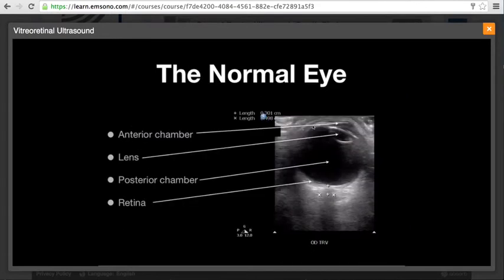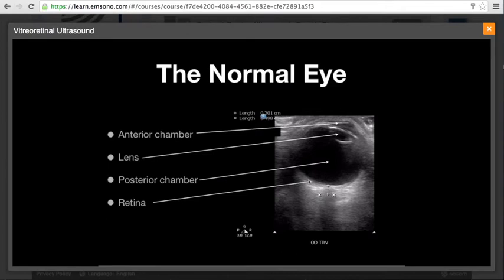Let's first look at the normal eye. This is a transverse view of the eye. So you have the transducer anterior, posterior, patient's right, patient's left. Here you have the anterior chamber. Here you have the lens. So this is going to be the posterior chamber back here. And back here you have the retina.